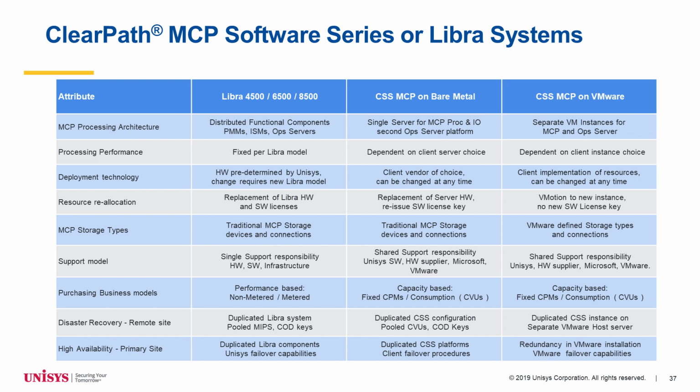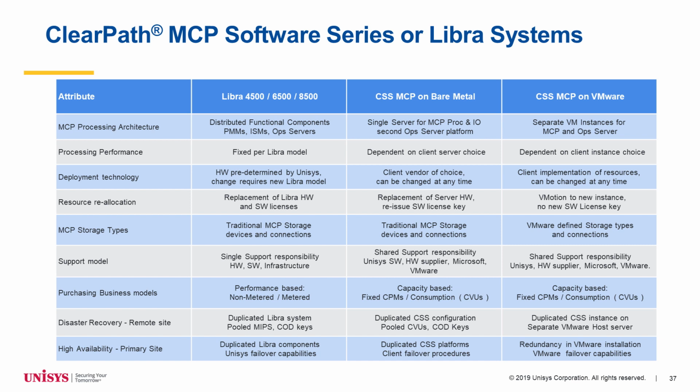For Software Series, you have a replacement of the server hardware, and then we would reissue a software license key based on what your support agreements are with Unisys. If you're running on VMware, you can vMotion to a new instance on a new hardware platform, and you would not require a new software license key in order to do that.